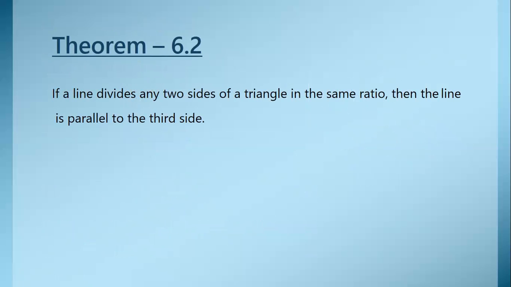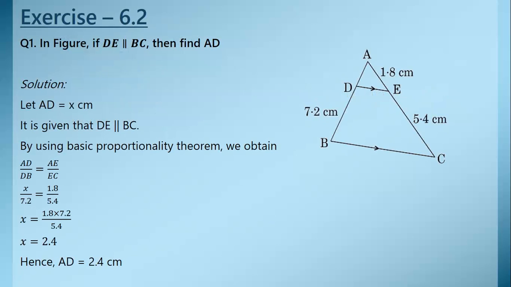Now moving on to the second theorem. This is the converse of the first one. If a line divides two sides of a triangle in the same ratio, then the line is parallel to the third side. So the converse. Now using these two theorems, we are going to move on to exercise 6.2.